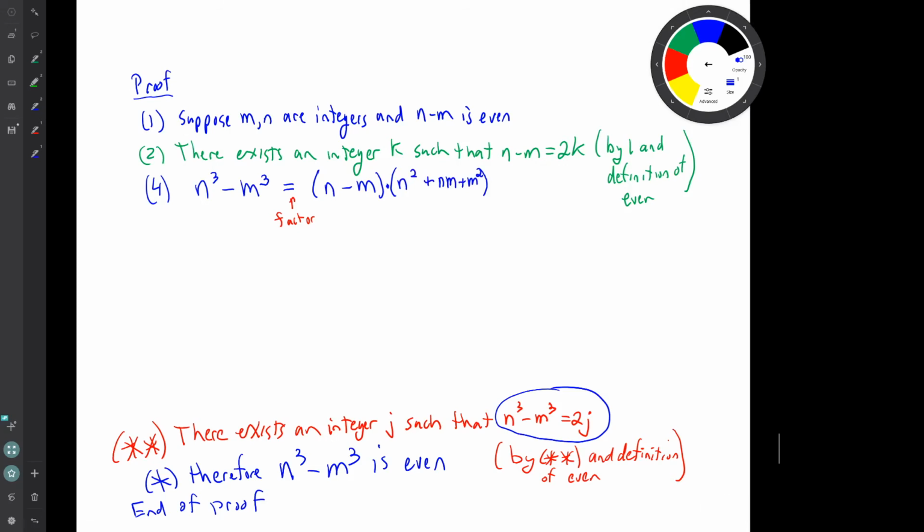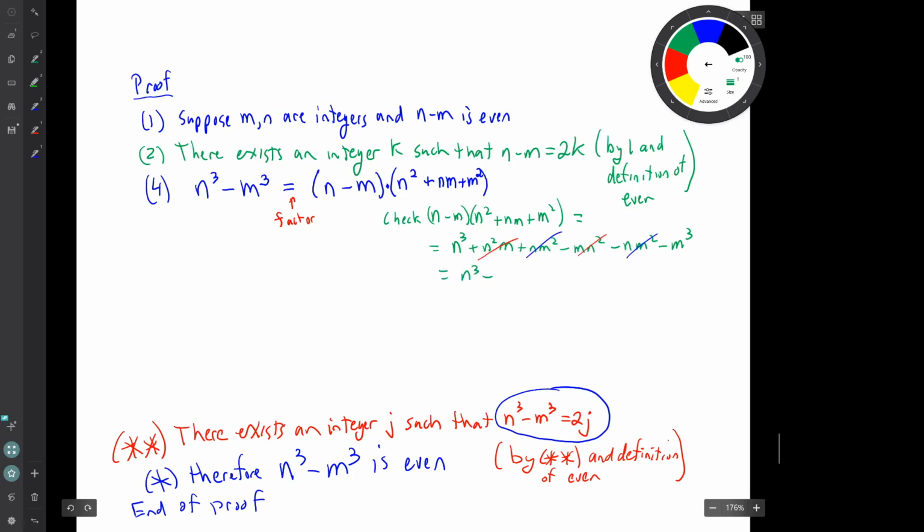Now, you might not remember that, so let's check and make sure that we believe this. To check this, we have to multiply all these terms together. Notice that a bunch of terms cancel. This term cancels that term, and this term cancels that term, and I end up with n cubed minus m cubed. So it does work.